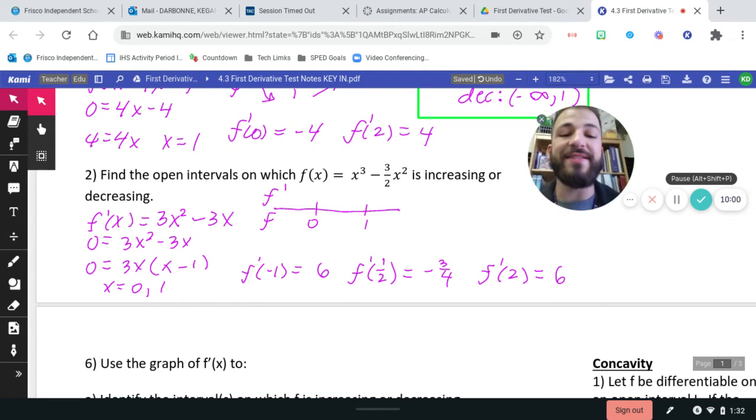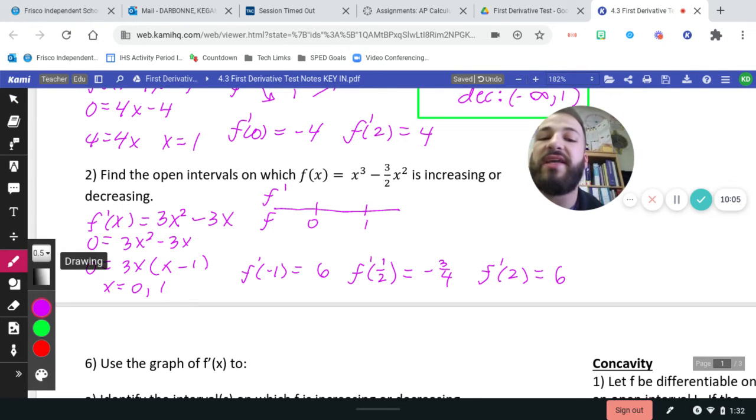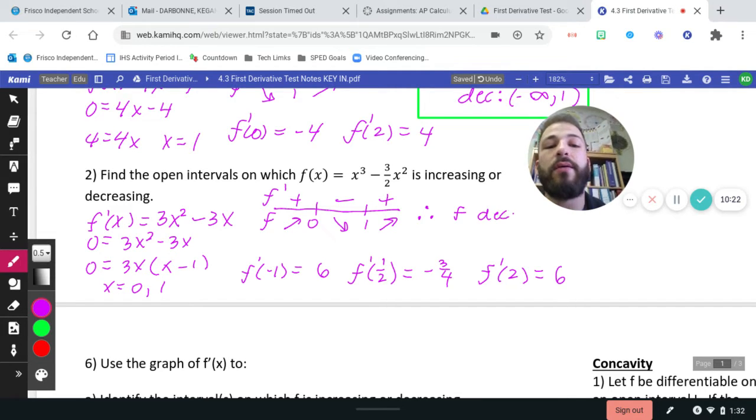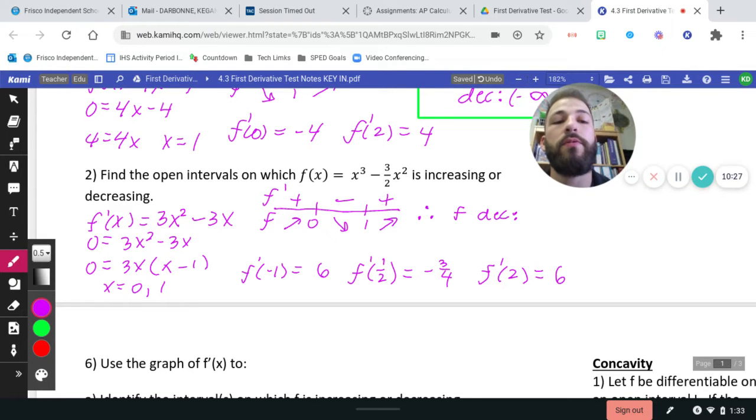All right, you should have gotten 6, -3/4, and 6 for plugging in your values. So that gives us positive, negative, positive on our intervals, which means increasing, decreasing, increasing. Okay, so now we just need to write our answers. So therefore, f is decreasing on the interval 0 to 1. And we are increasing.